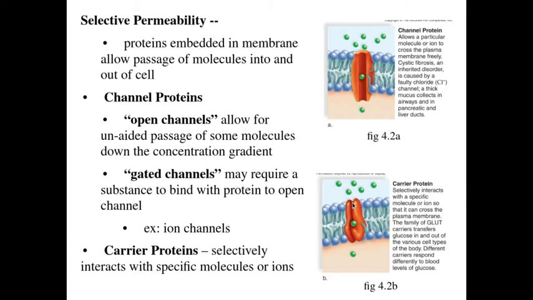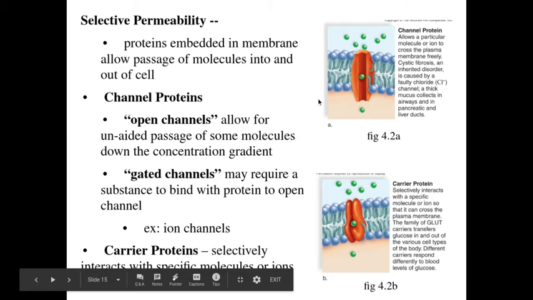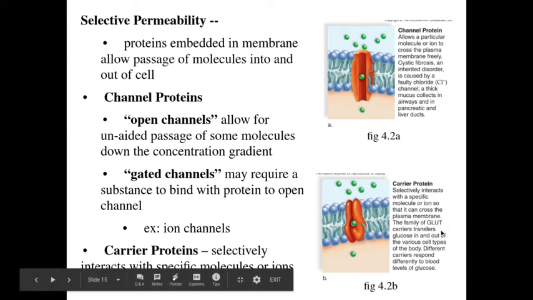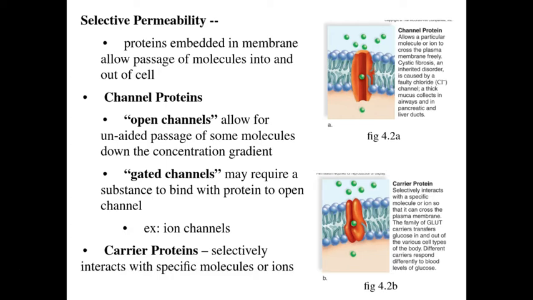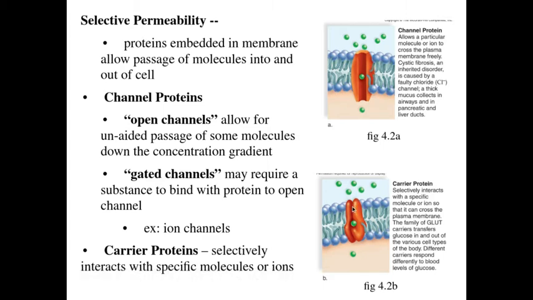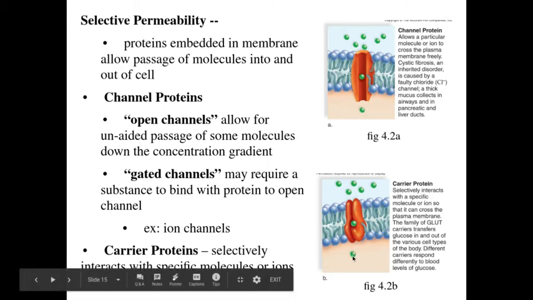Okay. Here we have carrier protein. So this would be an example of a carrier protein. And it selectively interacts with specific molecules or ions, and that helps them cross the membrane. And you can see here the family of GLUT carriers transfers glucose in and out of various cell types of the body. Different carriers respond differently to blood levels of glucose. And so you can see here, we're still going from a high concentration to a low concentration, but instead of just being open, like the channel protein, it will take it in and then help it get across and then spit it out.